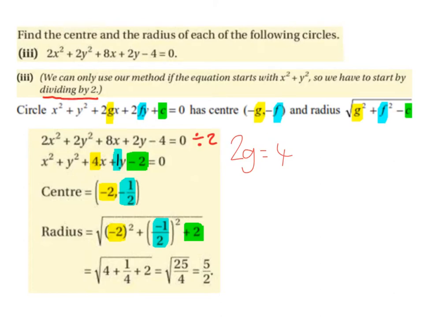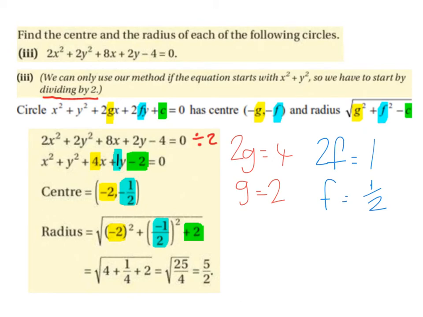So then g is going to be 4 divided by 2, which is 2. So for a centre point, we have minus g for our x value. So if g is equal to 2, then minus g is going to be minus 2, so our x coordinate is minus 2. Then we let our coefficient of y in our formula, which is 2f, equal to our coefficient of y in our equation, which is 1. So we have 2f equals 1. So then 1 divided by 2 is a half, so f is equal to a half. So our y value is going to be minus f, which is minus a half. So our centre point is minus 2, minus a half.